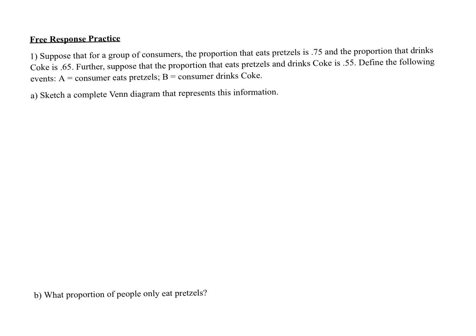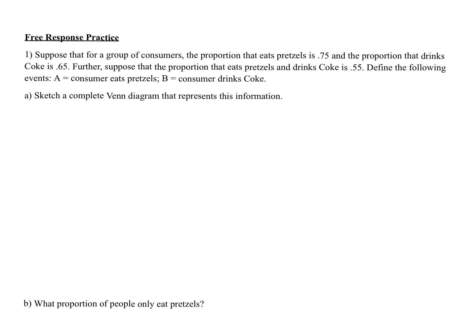All right, so now we're going to work on the free response or short answer. So we have that, suppose for a group of consumers, the proportion that eats pretzels is 0.75 and the proportion that drinks Coke is 0.65. The proportion that eats pretzels and drinks Coke is 0.55, and we're going to have A be that a consumer eats pretzels and B be that a consumer drinks Coke. So we want to draw a Venn diagram representing this information. So I do my 2 circles.